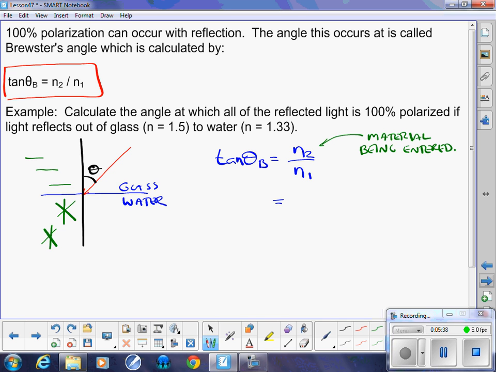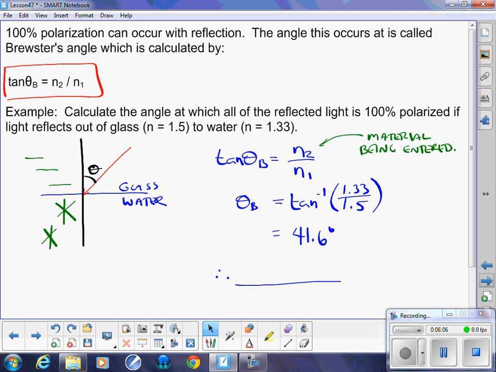So we have Brewster's angle equals tan inverse of 1.33 divided by 1.5. So the angle would be 41.6 degrees. So light has to approach or strike the interface, so it would have to come in the glass at an angle of 41.6 degrees, strike the water, and you'd end up with total polarization.